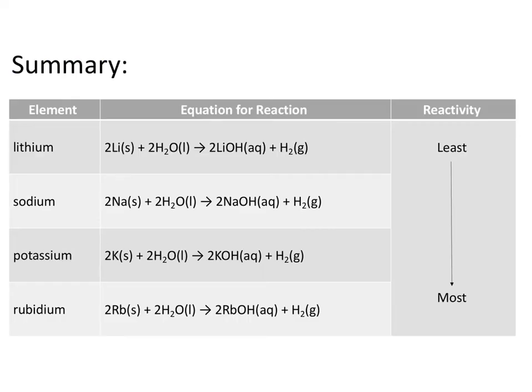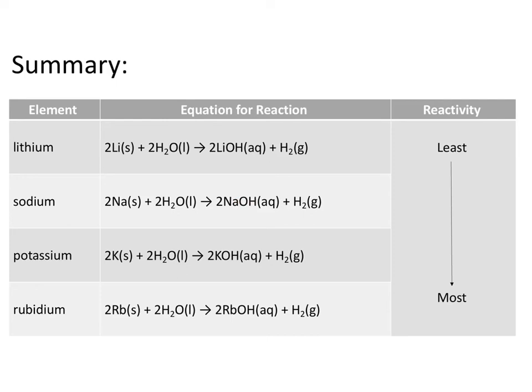This slide summarises all the key points that I've been trying to make. It shows how the equations for the reactions are all incredibly similar. The only difference is the element that's involved. The products have got the same style of formula. That's because all of these elements are in group 1. They all have one electron in the outer shell, meaning that when they form hydroxide, they form it in the same ratio, in the same way.